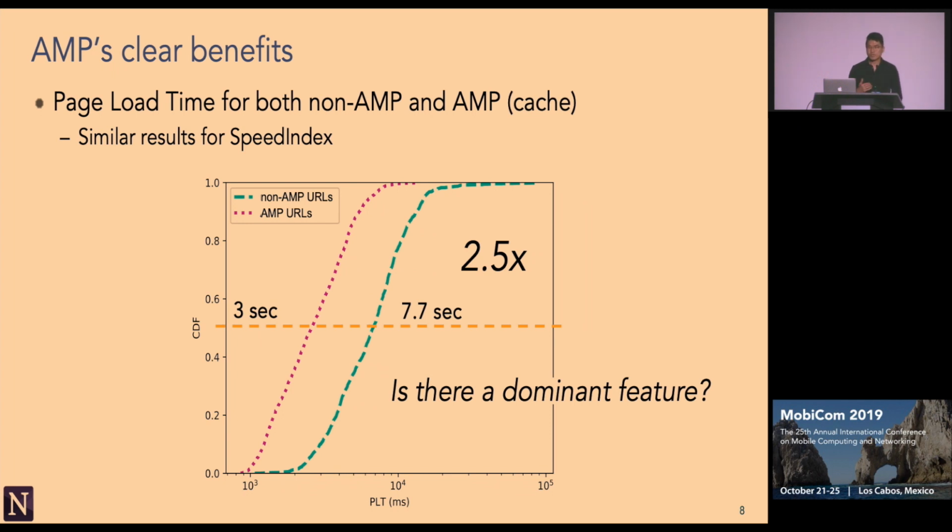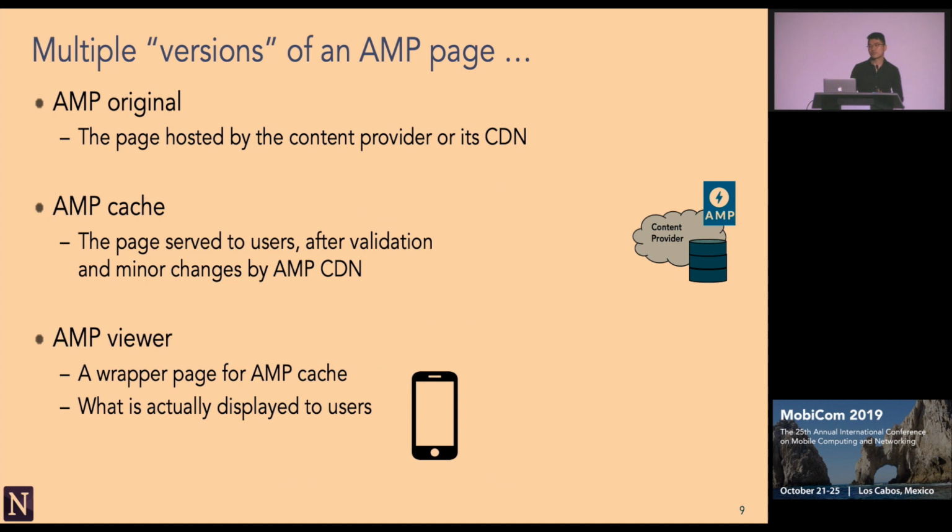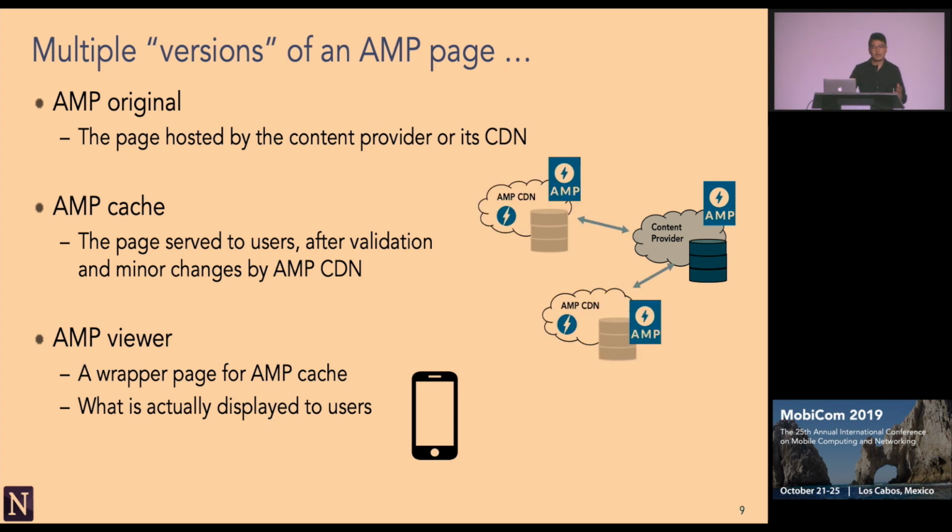To separate the potential contributing factors, we use different versions of AMP pages. AMP has 3 different versions: AMP Original, AMP Cache, and AMP Pure. AMP Original is a page generated and hosted by the content provider. This page is cached and validated by the AMP CDN. This version is called AMP Cache. But AMP Cache is not directly served to the user. There's one more version, AMP Viewer, which is a wrapper page for AMP Cache. So the final version the user will see is the AMP Viewer page containing the AMP Cache page.